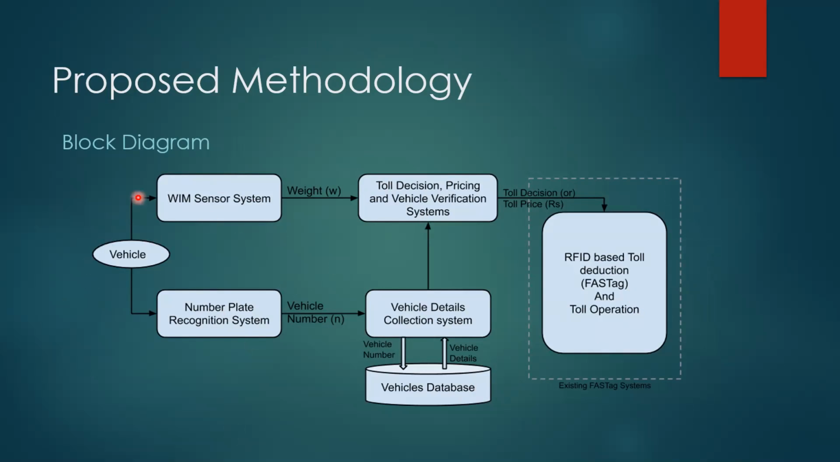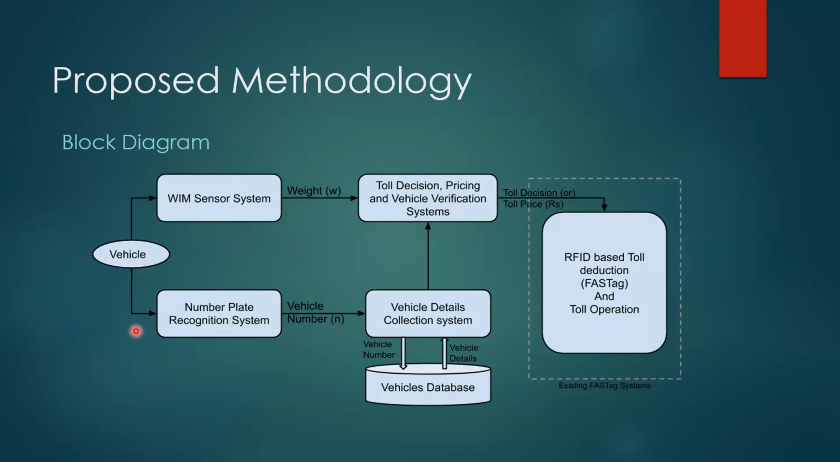First of all, when the vehicle arrives near the toll plaza, there will be a WIM sensor system. WIM stands for weigh in motion sensor. It is placed near the toll plaza, and the vehicle passes over it. And the output of this system goes to the toll decision, pricing and verification systems. We'll come back to that later.